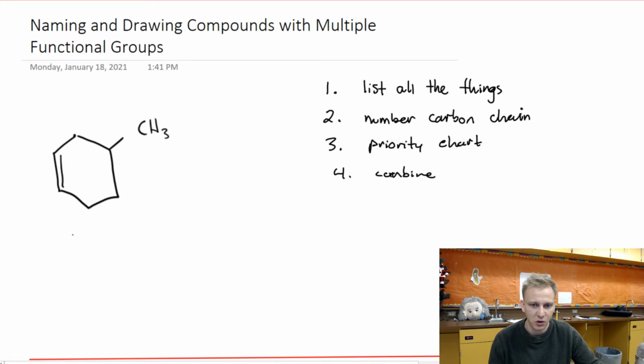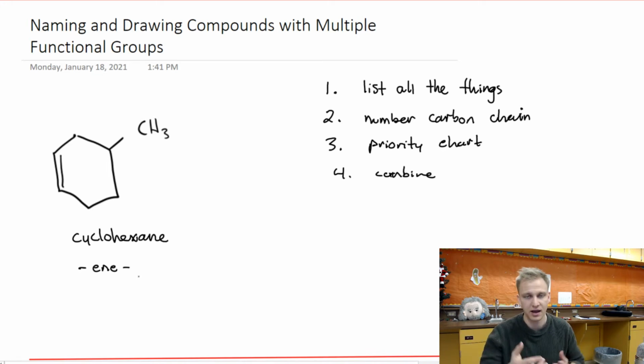I have a cyclohexane. That's that 6-carbon ring in the middle here. I can also see that I have a double bond. So what I'm going to put is just an ENE like this. And that will communicate to me, okay, I have a double bond somewhere in this molecule.